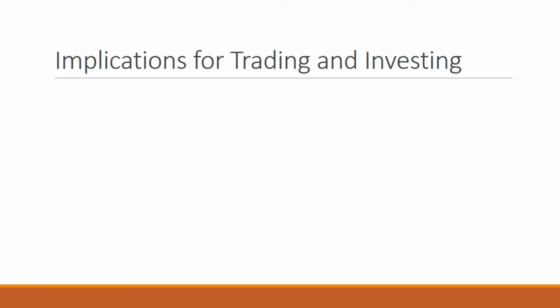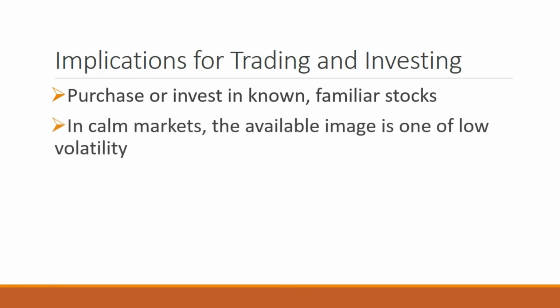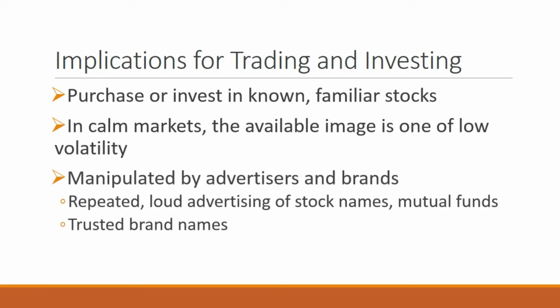The implications for trading and investing, first off, it means that we purchase or invest in known, familiar stocks or securities. It also means that in calm markets, the available image is one of low volatility. This leaves us unprepared for periods when volatility comes back into the market and becomes more of a shock than it otherwise would be. And then finally, the familiarity and availability bias means that we can more easily be manipulated by advertisers and by relying on brands.